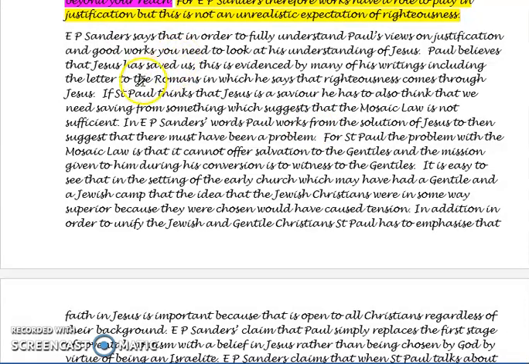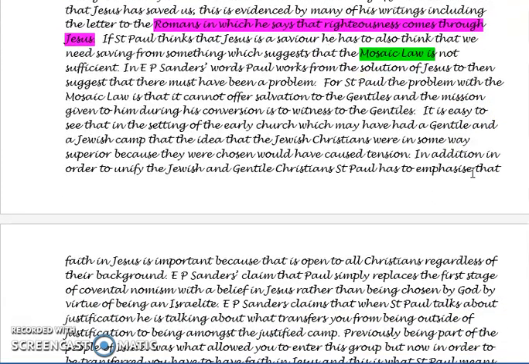Okay, and evidence for that comes from the book of Romans, where St. Paul says that righteousness comes through Jesus. And so that suggests that it doesn't come through the Mosaic law, which would count as a key term there. And for St. Paul, the problem with the Mosaic law is that salvation or justification is only offered to the Gentiles. And we know that from St. Paul's conversion, which is in Acts 9, that the mission given to St. Paul was to witness to the Gentiles.